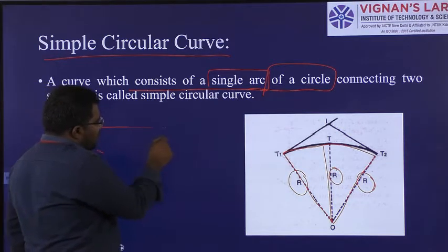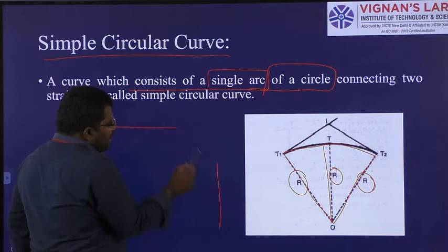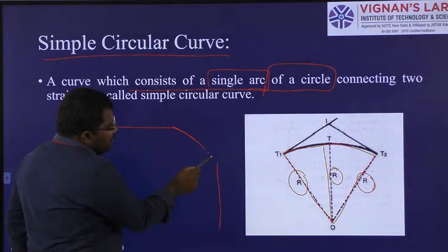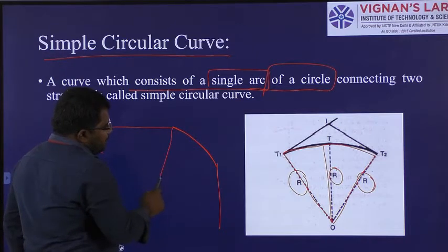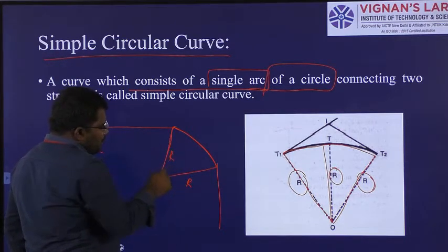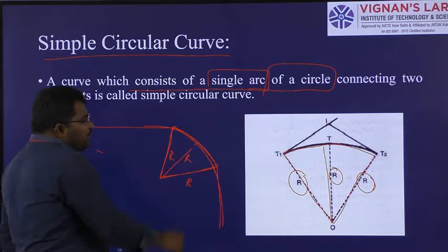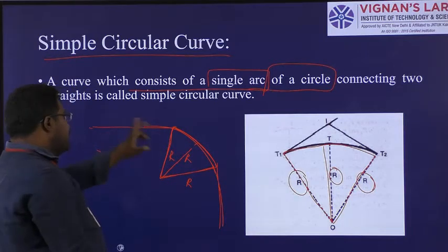So we have one straight line here and another straight line like this. If you have the same radius, you are going to connect them with this R. These are just geometrical points. This type of curve is called a simple curve. Only one radius will be there.